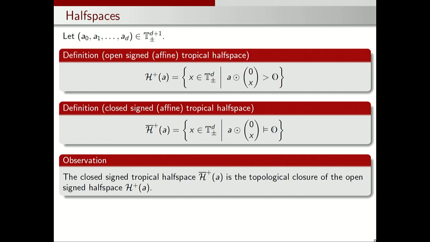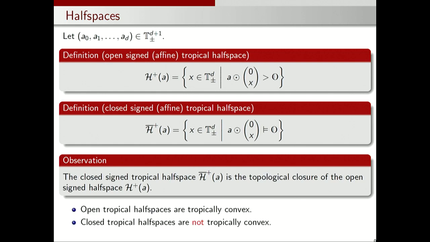Namely, we can define open affine half spaces, like signed tropical, by just a strict inequality, and then closed half spaces by replacing it with a non-strict inequality, with the property that the non-strict inequality gives really the topological closure. And now really something very unexpected happened. So open tropical half spaces are convex. That's why separation works. But closed tropical half spaces are not convex.